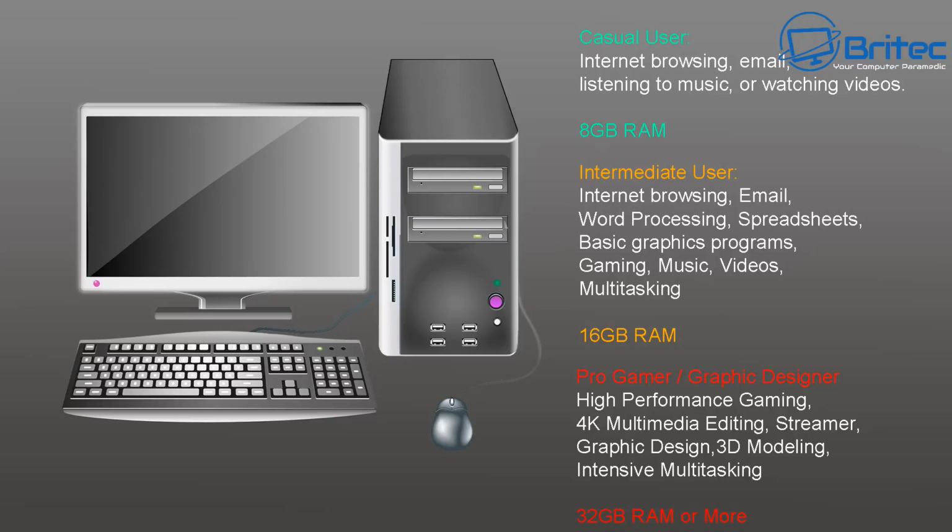Now, I've set out a little graph here so you can see how I've worked it out. Casual user, you can see internet browsing, email, listening to music and watching videos. 8 gigabytes of RAM is recommended there. Now, for intermediate users, which is internet browsing, email, word processing, spreadsheets, basic graphics programs, gaming, music and videos, and multitasking, I've put 16 gigabytes of RAM in there. And for a pro gamer and graphic design, which is high performance gaming, 4K multimedia editing, streaming and graphic design, 3D modeling and other things like that, 32 gigabytes of RAM or more.